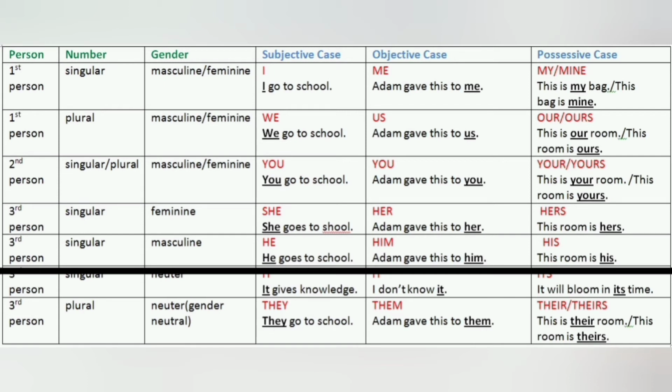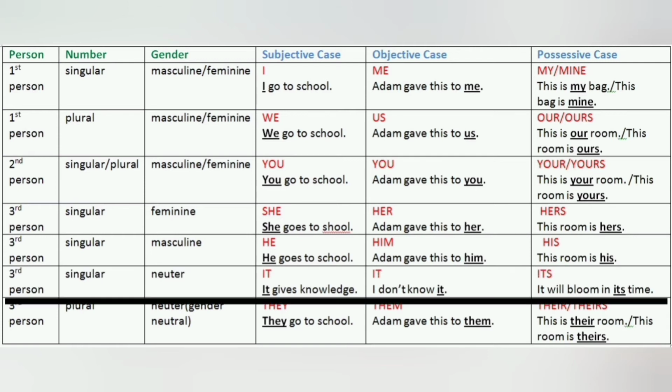And in the possessive case, we use his. And his here is used to show that that man or that boy is an owner of something. For example, if he owns this room, we would say this room is his.